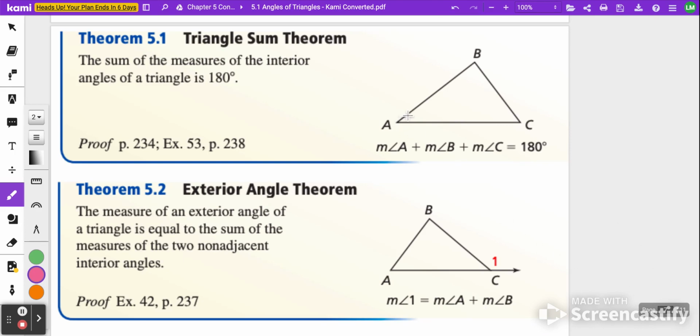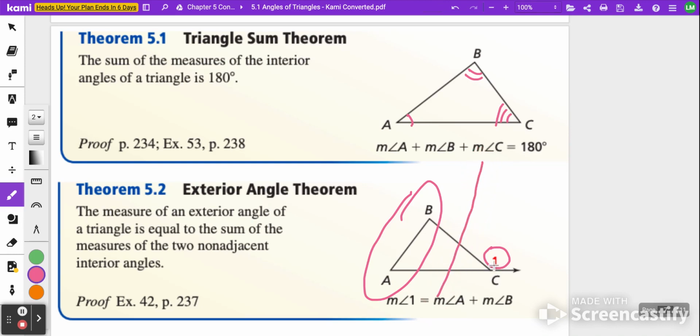So if I added angle A plus angle B plus angle C, it should be equal to 180. And then the exterior angle theorem, that's on the back page of your notes, just means if I want to find the measure of angle 1, I can add A's angle and B's angle together, and that'll give me the measurement of the exterior angle that's non-adjacent, meaning not next to.